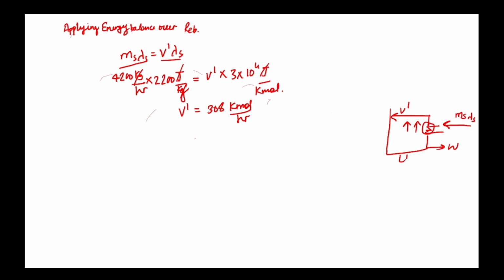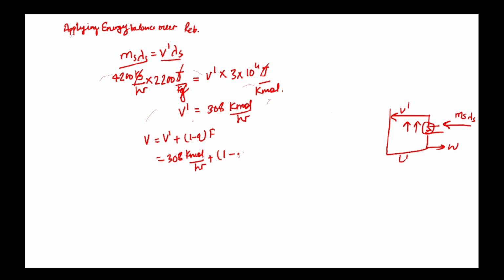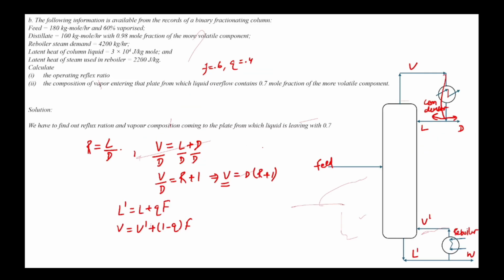Okay, now putting this value in V is equal to V dash plus 1 minus Q into F. So V is equal to 308 kilomole per hour plus 1 minus Q, where Q is 0.4, into F, F is 180.